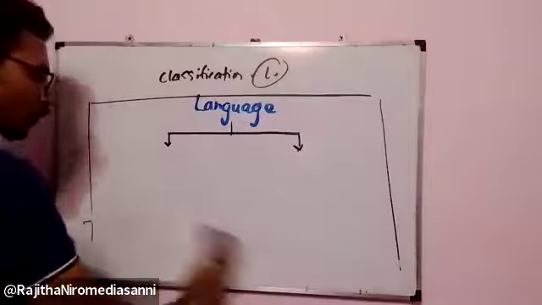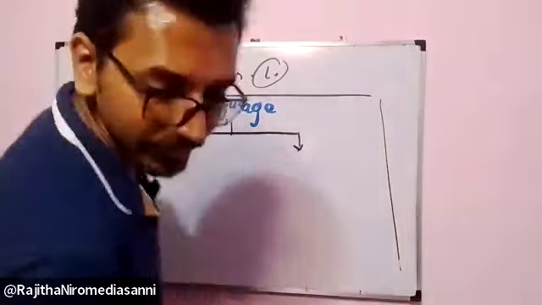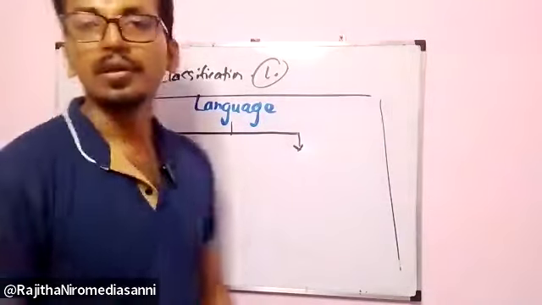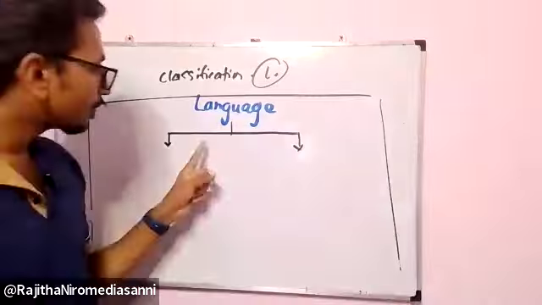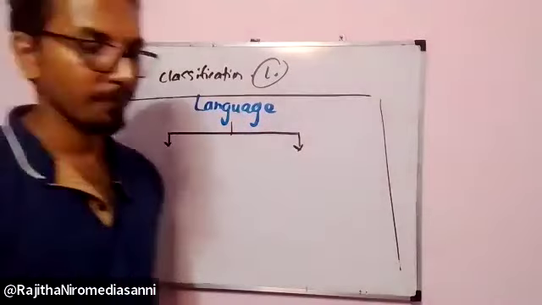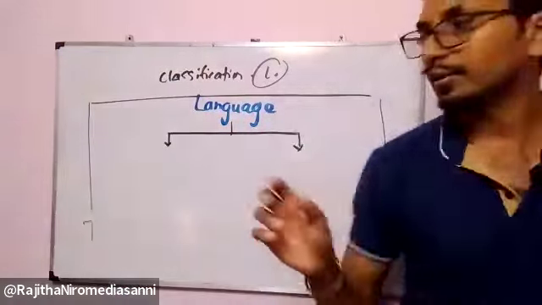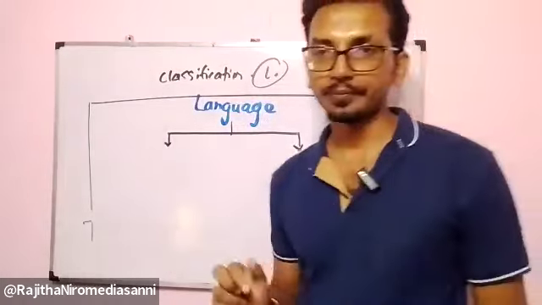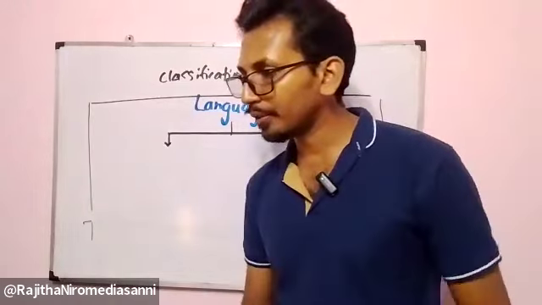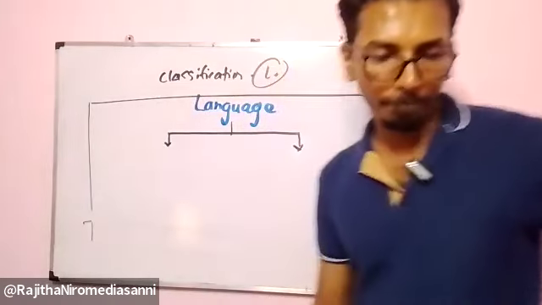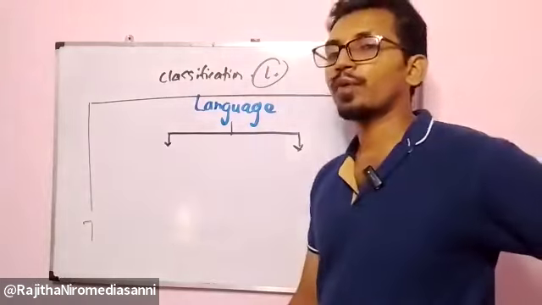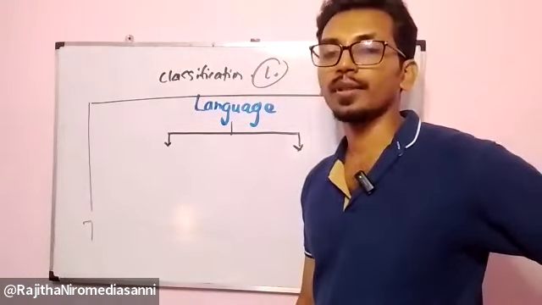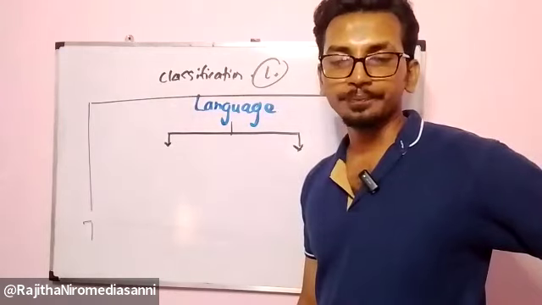Language has 2 classifications. Language, 2 types. After you finish, please tell me. Write down the word language in the middle and divide into 2 branches. Then we can write down what the classifications of the language are.